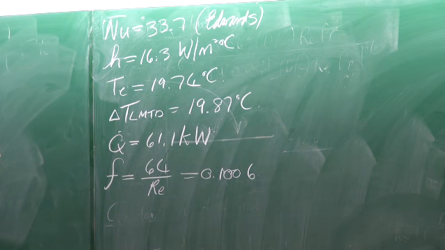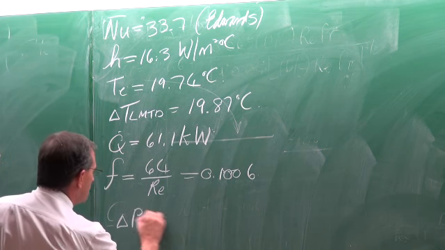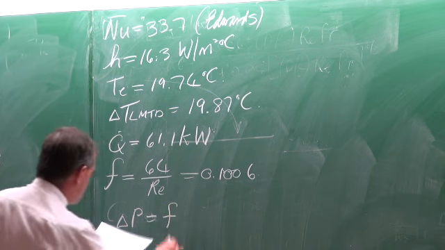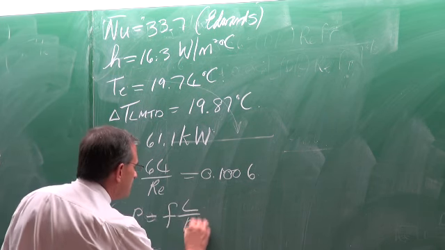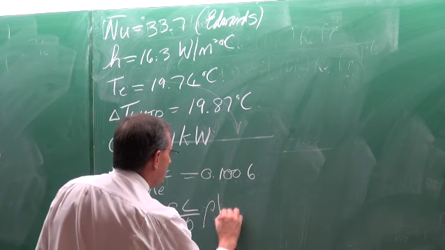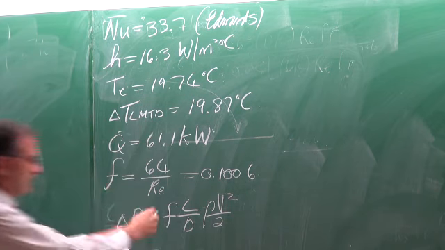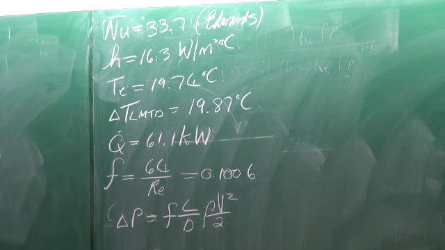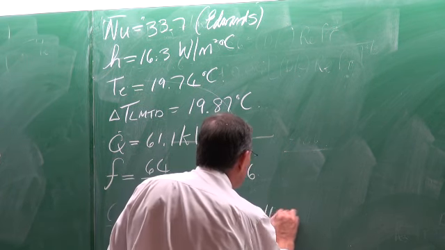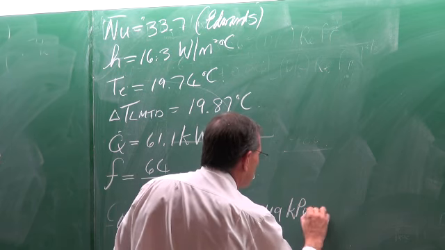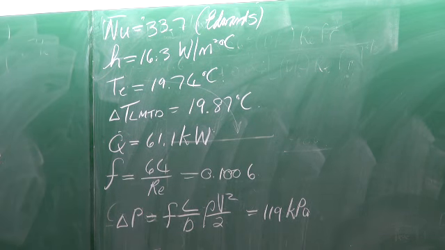Okay. And then we can calculate the pressure drop. The pressure drop is equal to the friction factor multiplied by L over D multiplied by rho V squared divided by 2. Again, all the values you can get from your calculations. And then the pressure drop is going to be 119 kilopascals.